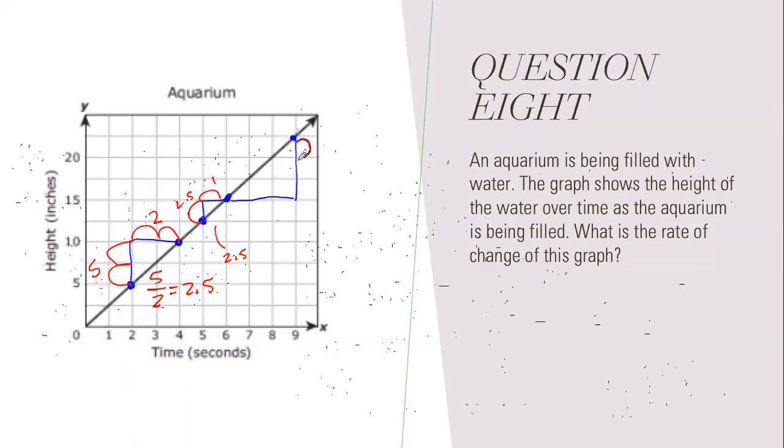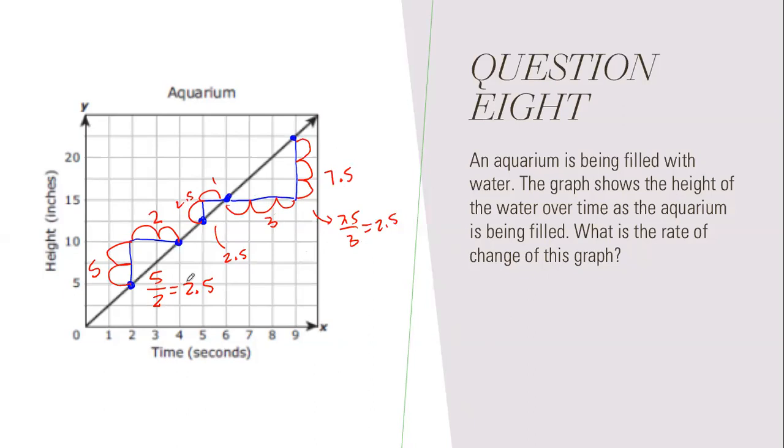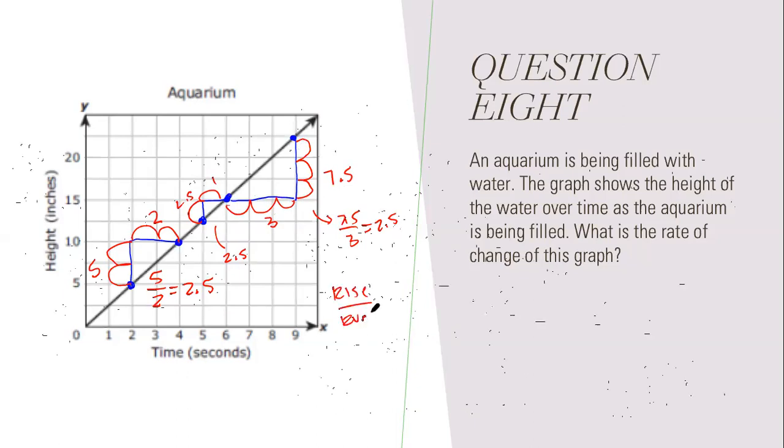And this one, 2.5, 5, 7.5. And then 1, 2, 3, 7.5 over 3 is also just 2.5. So no matter where your right triangle is, it should give you the same slope of 2.5, your rise over run. Good job, guys. And this slope is positive. It's going up from left to right. Good.